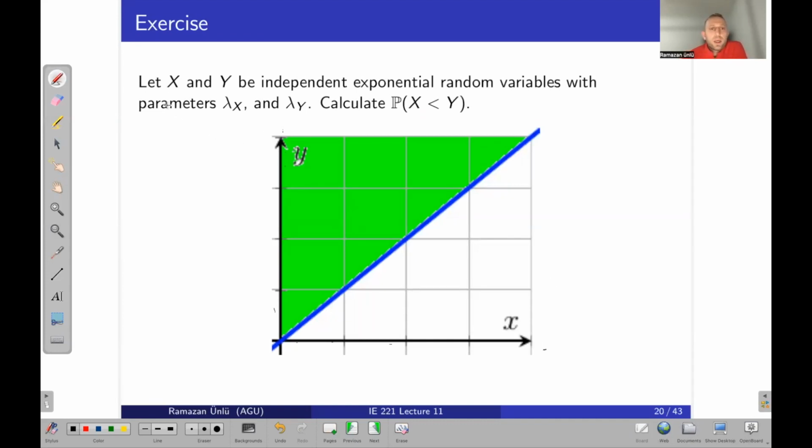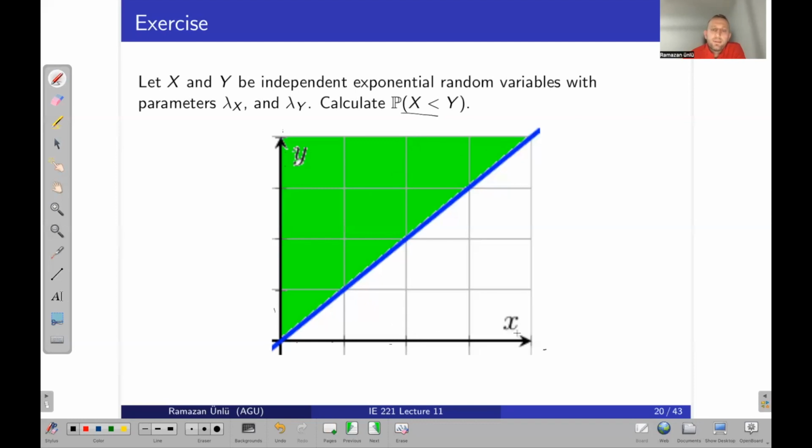So let's say we are given two random variables, X and Y, and they are independent exponential random variables with the rates lambda x and lambda y. Let's calculate the probability that X will be less than or equal to Y. So how can I calculate this probability? First of all, let's visualize that probability.